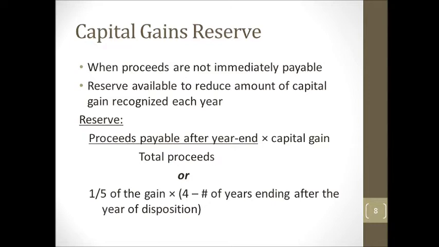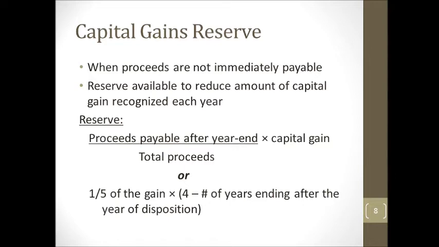Now, the reserve that is allowed under this capital gains reserve rule is limited to the lesser of two amounts, and the formula of those two amounts is shown here on the slide. Let's take a look at the second number first. The second amount here basically requires that a minimum of 20% of the gain must be recognized in the year of sale, and also a minimum of 20% in each of the following 4 years.